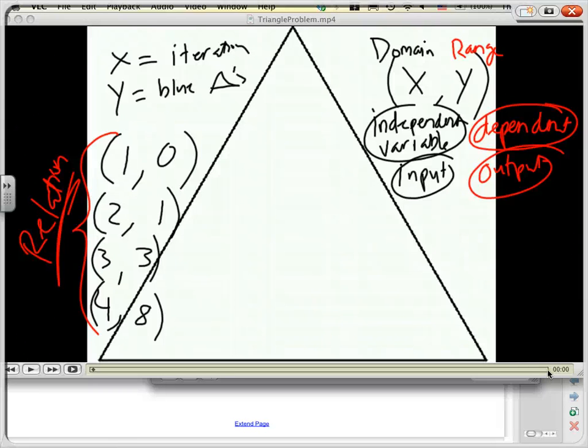Okay, so let me redefine it with you again. We use a point to keep track of our data. When we have a set of data points describing a situation, we call that set of data a what? What is this set of data points called? A relation.